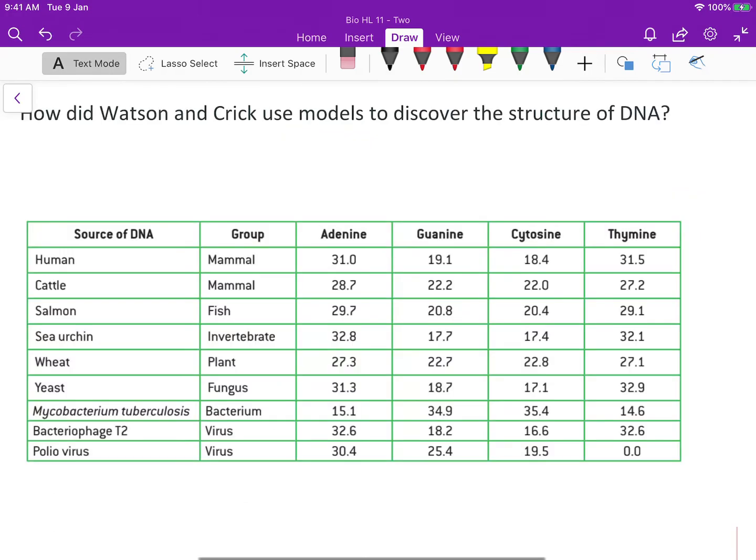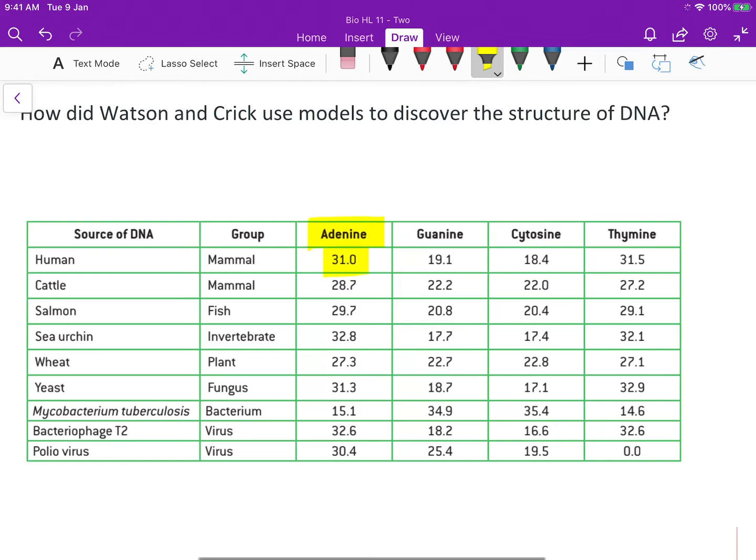Okay, final part. How did Watson and Crick use models to discover the structure of DNA to work out that it was anti-parallel? Well, first of all, they had a little bit of evidence already. They had, from Chargaff, these results. So I want you to have a look at the results and see if you can work out how these results suggest the structure that we've already looked at. Well, let's have a look.